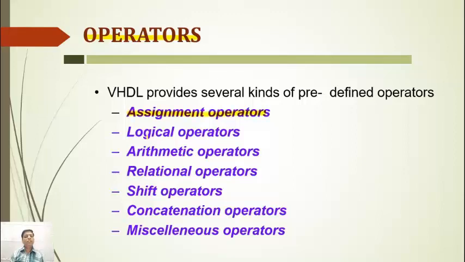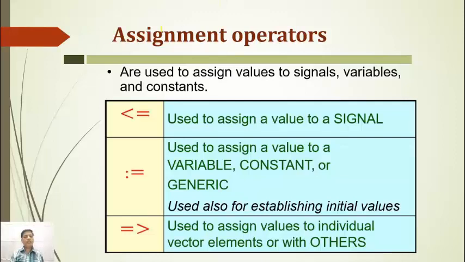Second, logical operators. Third, arithmetic operators, relational operators, shift operators, concatenation operators and miscellaneous operators. VHDL provides several kinds of predefined operators: assignment operators, logical operators, arithmetic operators, relational operators, shift operators, concatenation operators and miscellaneous operators. In that, first we are studying assignment operators.